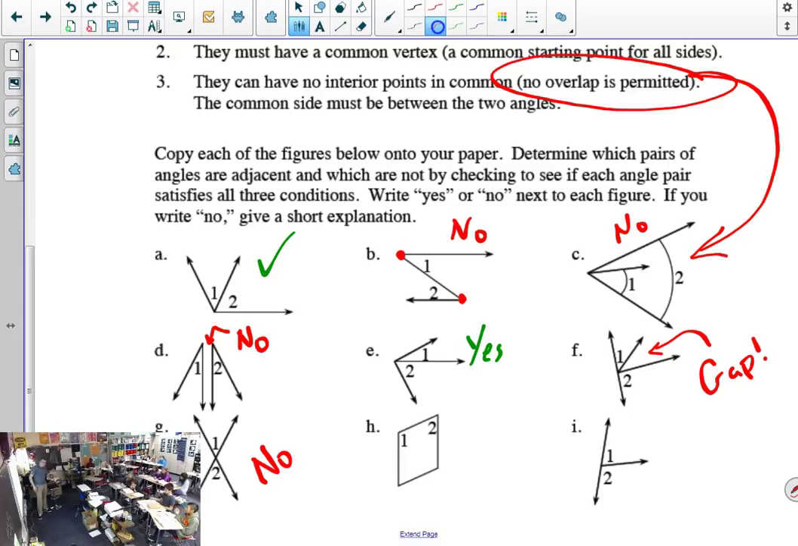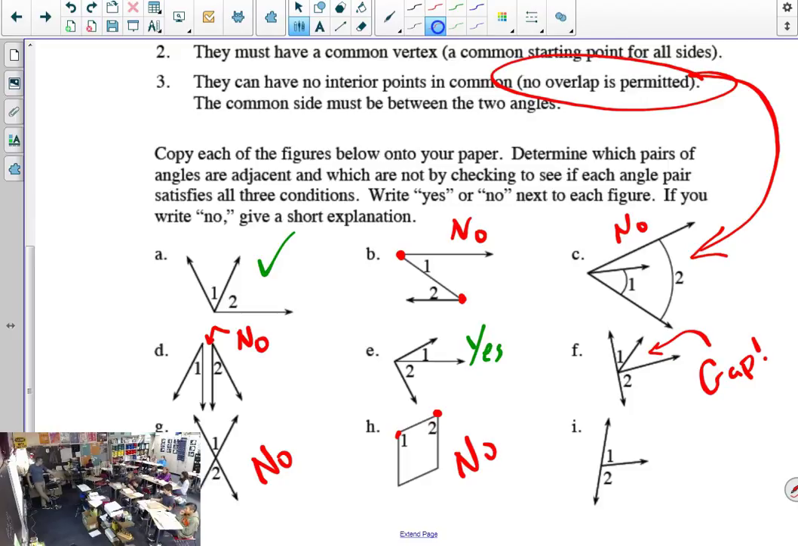Francesca, what about H? What do you think? You've got a 50-50 chance. Are they next to each other, sharing a side, sharing a vertex? So the issue here is they have two different vertexes. Notice how angle 1's over there and angle 2's over there. They have two different vertexes. This is a no because they have to share the same vertex.